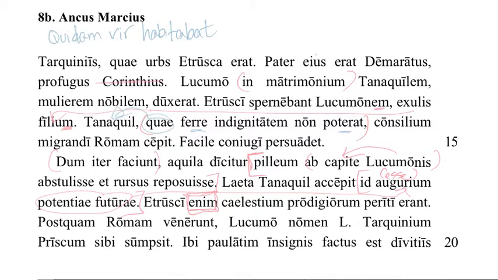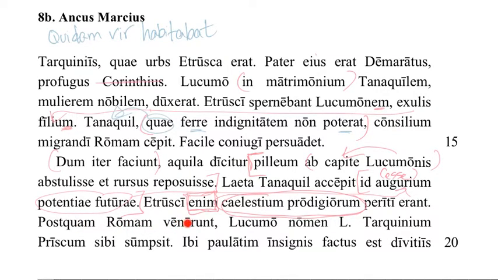Subject, the Etruscans. Okay, we have genitive here. Don't get mixed up by the eum. Caelestium prodigiorum. Those are both genitive plural. And then periti, that means skilled, and erant. So the Etruscans were skilled, and remember, you're always skilled in relation to something in the genitive case. So they knew a bunch about this topic.